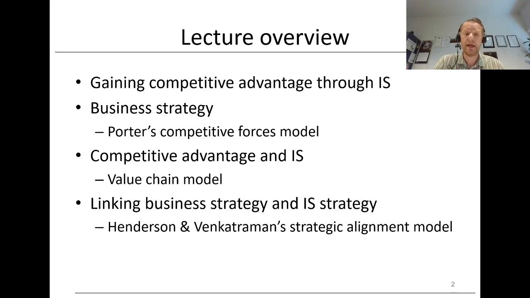We will then elaborate on how to gain competitive advantage using information systems. To do this, we will discuss the value chain model. Finally, to conclude this chapter, we will discuss how to link business strategy and information strategy, and we will do this by using Henderson and Venkatraman's strategic alignment model.